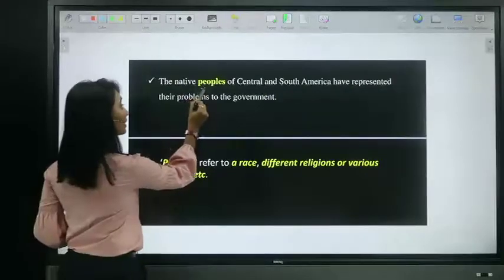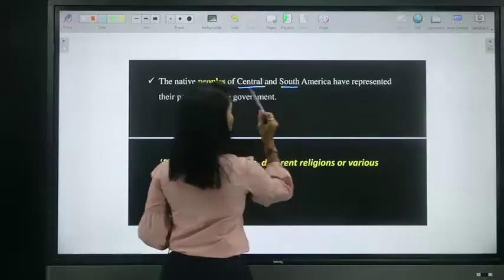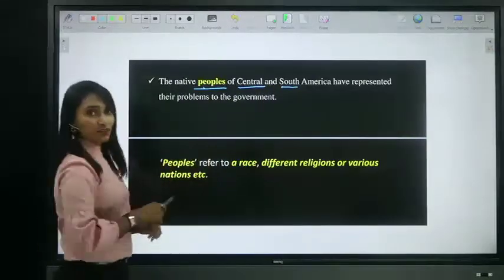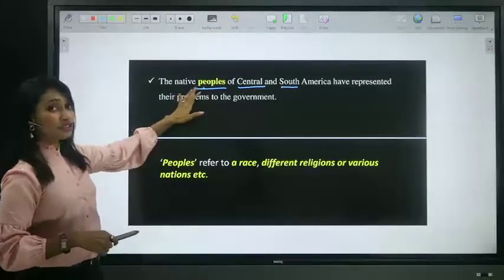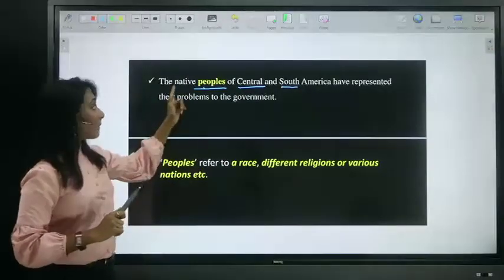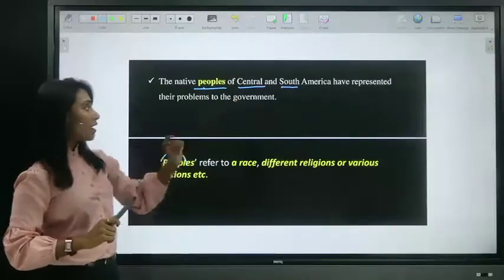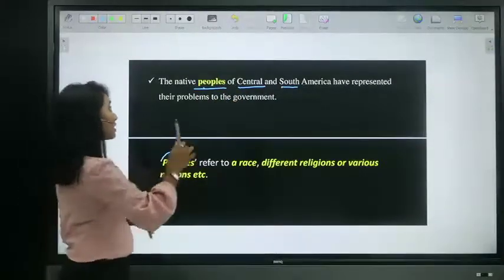Here we are talking about two different nationalities, South America and Central America, and we wanted to differentiate them with their nationalities. So the native peoples of Central and South America have represented their problems to the government.